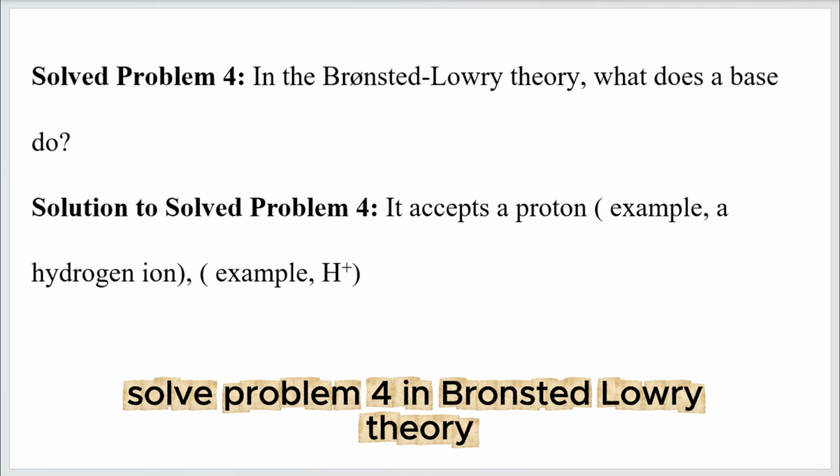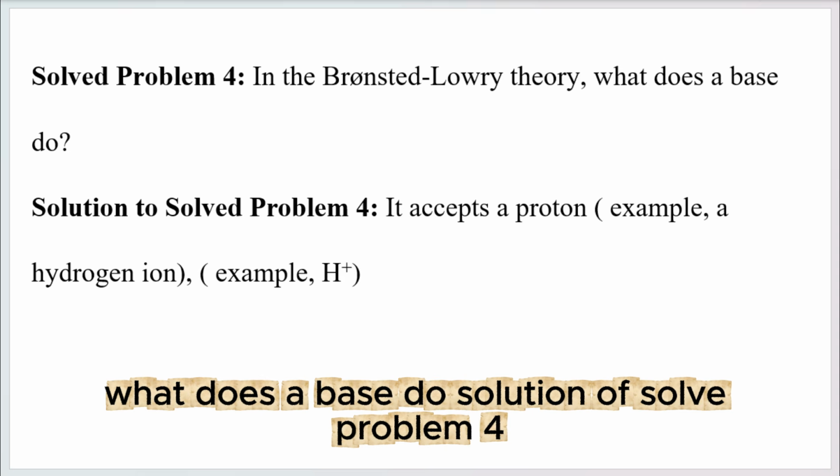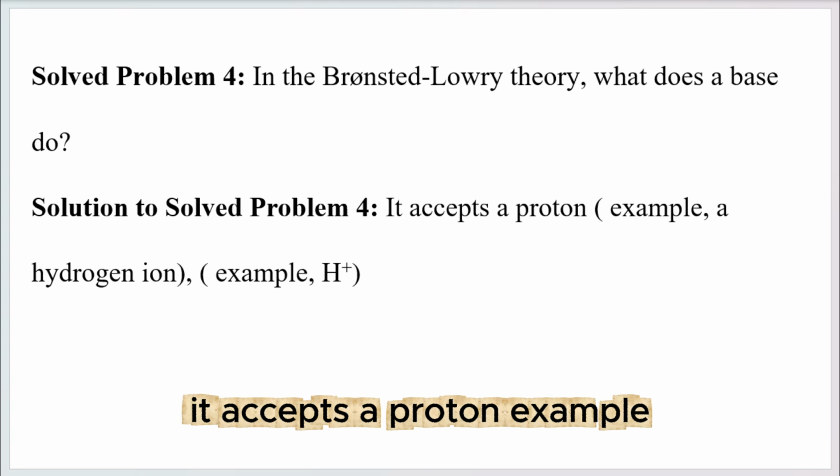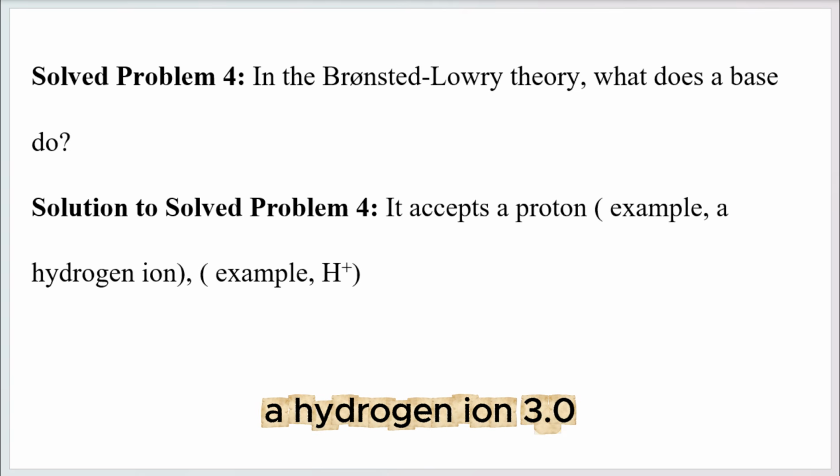Solved problem 4. In Brønsted-Lowry theory, what does a base do? Solution of solved problem 4. It accepts a proton, for example a hydrogen ion. 3.0.